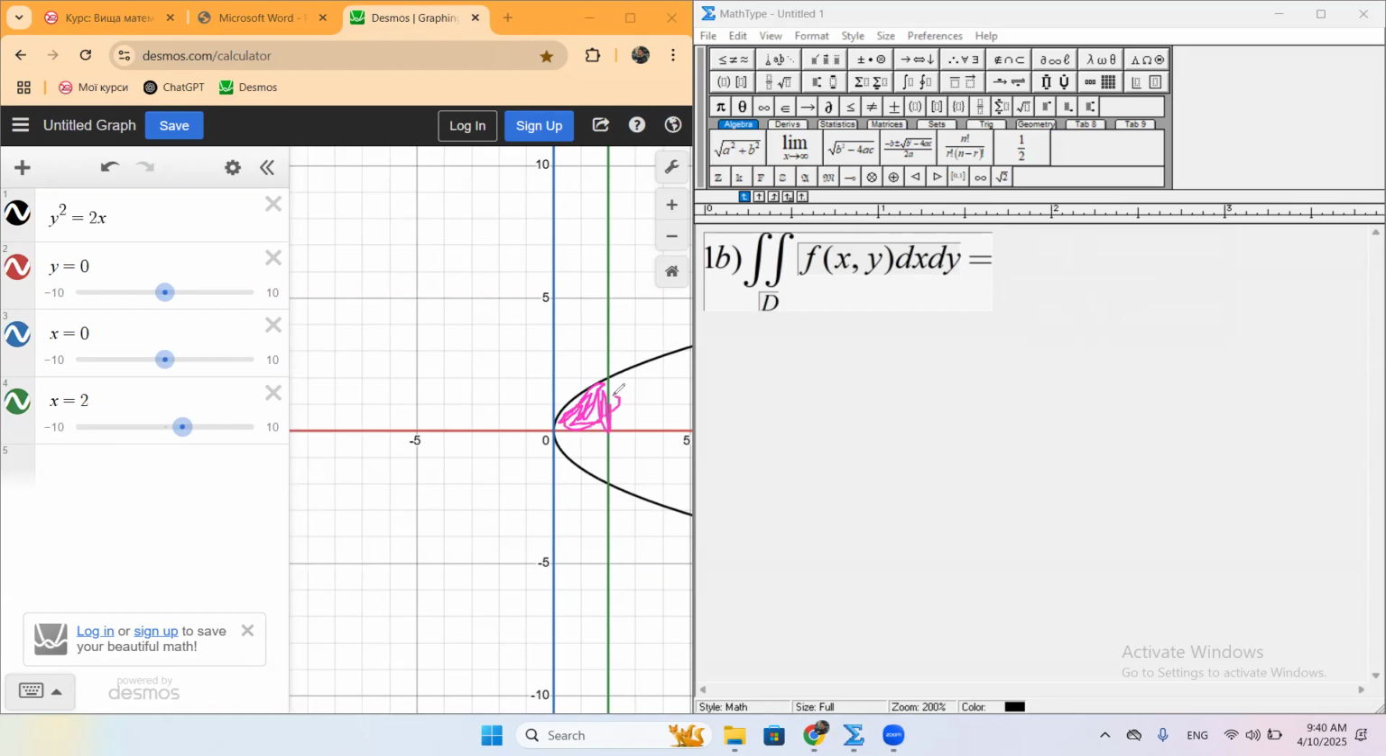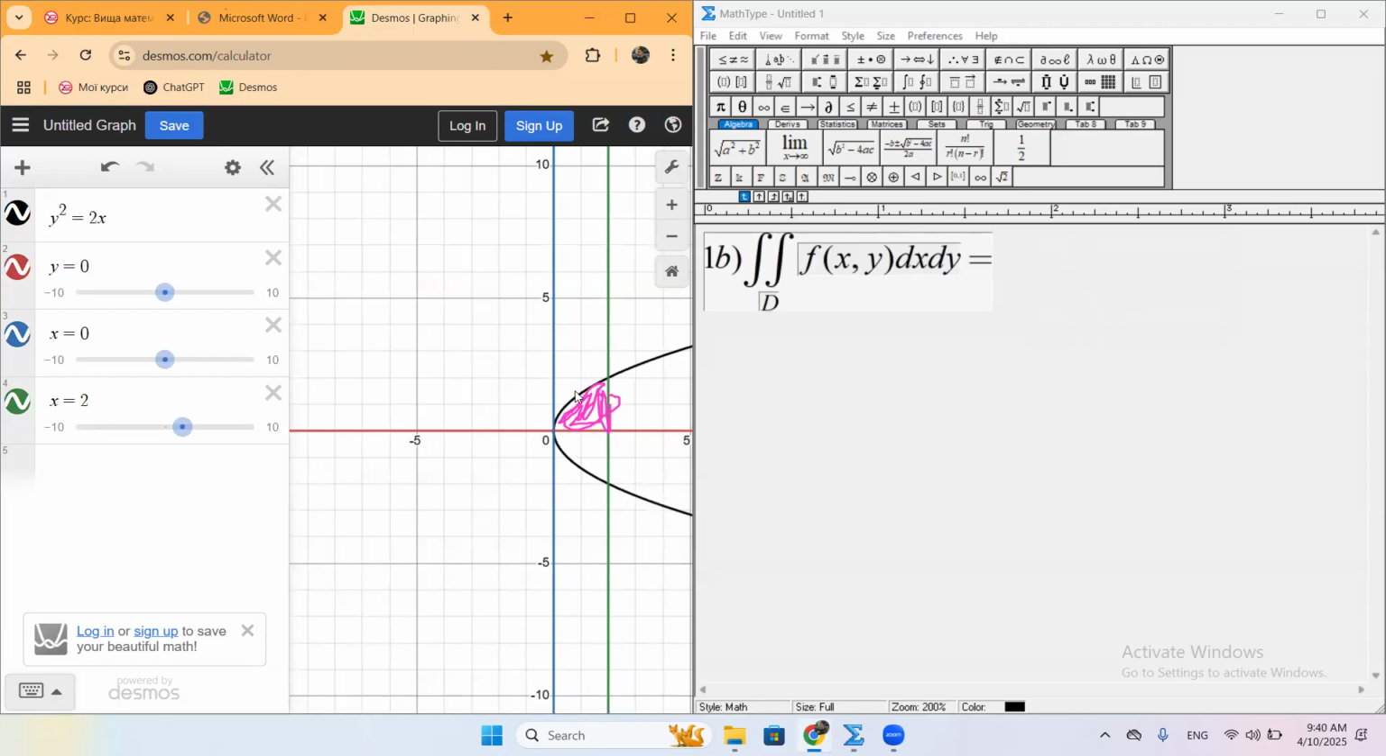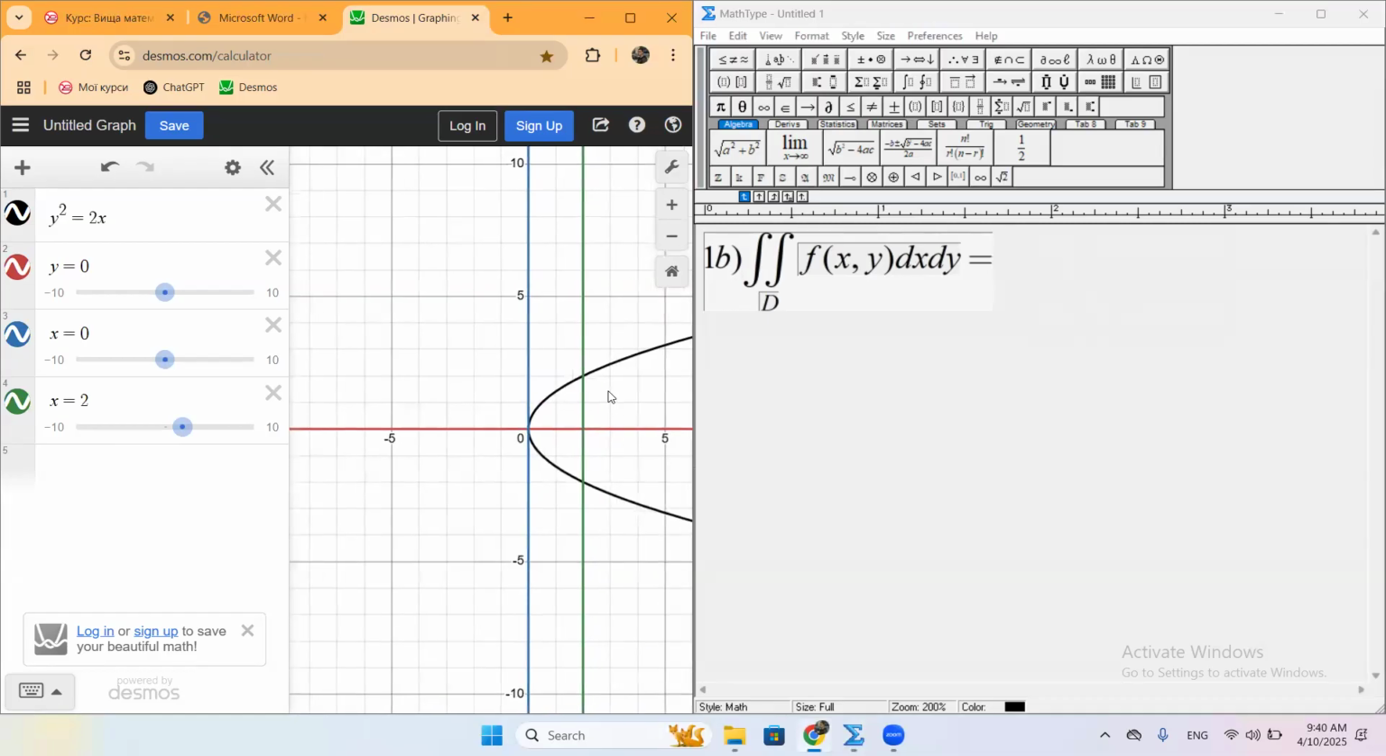We know that y is less than or equal to the square root of 2x, x and y are positive, and x is less than 2. So this region. How to assign these limits of integration correctly?